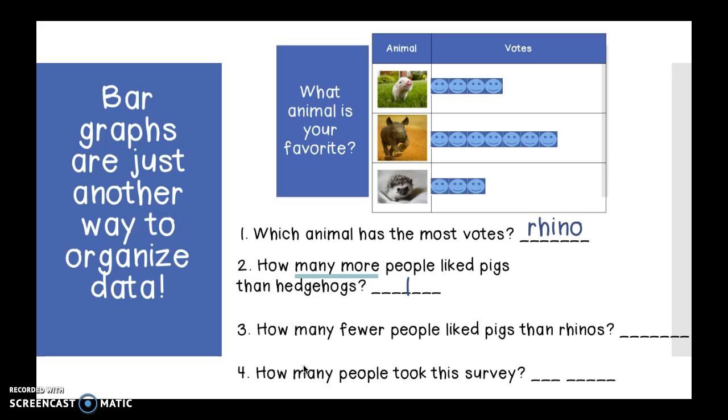Number 3 says, how many fewer people like pigs than rhinos? Well, there's a comparison again. How many fewer people like pigs than rhinos? That means I'm going to look at just those 2 parts of the bar graph. I don't have to worry about anything else because I'm just comparing, or seeing how they're different.